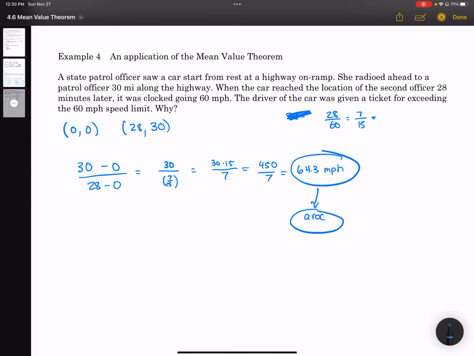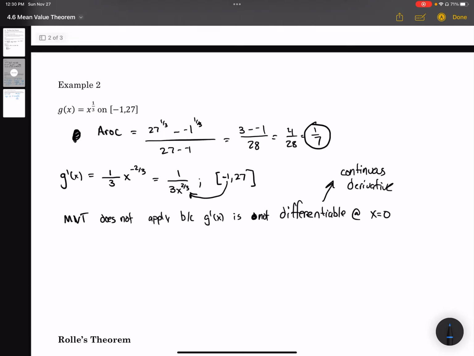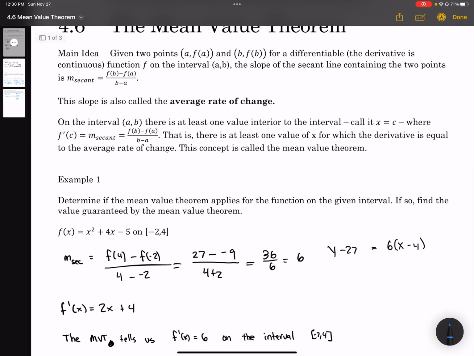So that's a pretty easy example of how calculus can be used to prove that you were speeding or disprove that you were speeding. So anyway, that concludes our video on the mean value theorem. Again, the mean value theorem just means that at some point the derivative is equal to the average rate of change.